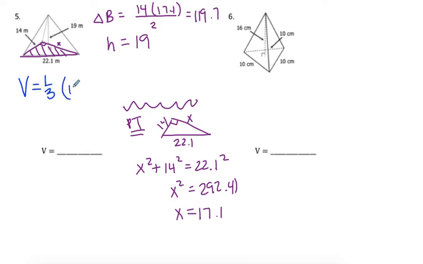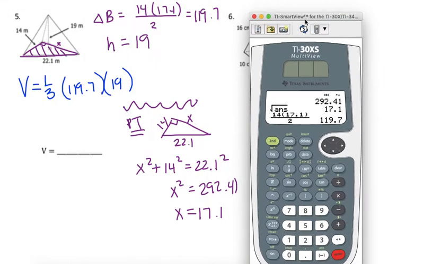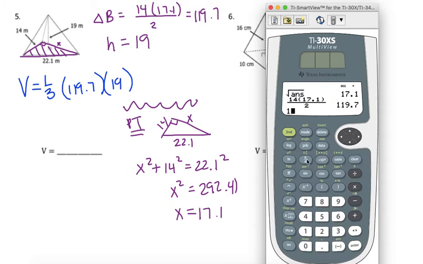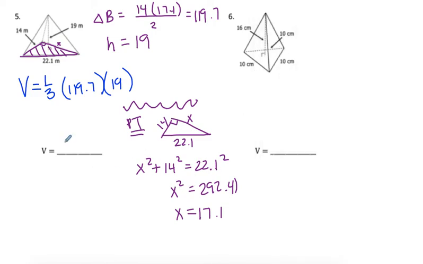1/3 area of the base times height. So in my calculator, I'll be able to take this and I will go 1/3 area of the base, 119.7, times the height, which we had was 19 given to us. So now I get 758.1, so that was already rounded to the nearest tenth for us. And my units are meters cubed.